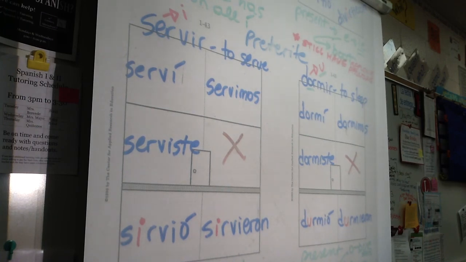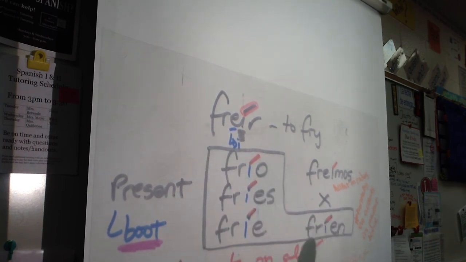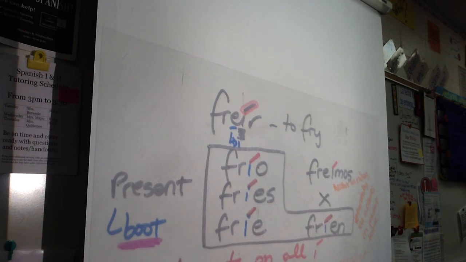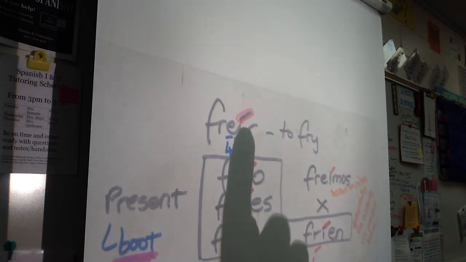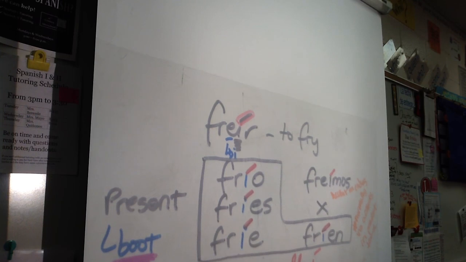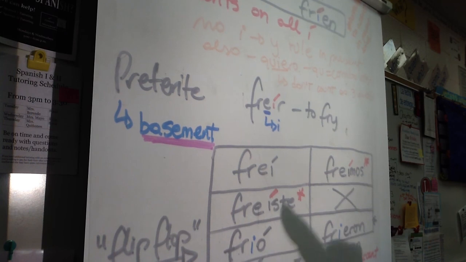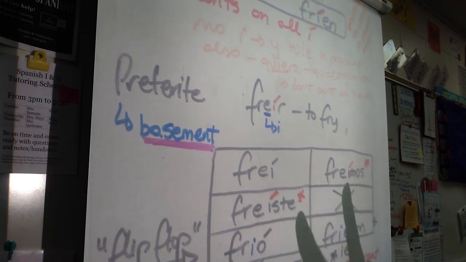Let me mention one last thing. With the verb freír, if you are doing the verb freír in the present tense, it's an E to I boot change, and because the verb itself has an accent on the original, then you're going to have an accent on all the I's. That's present tense. If you're doing freír, which you have on your paper in the preterite, these two normally have accents. These two will be extra.